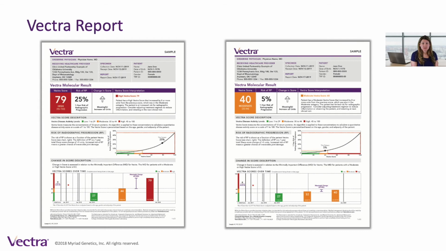Let's talk about two things. First, how radiographic progression data is represented on the Vectra report, and second, what would I do with this information? If I had a patient who was at a 20% risk or higher with a high Vectra score, I would look at how to course correct and consider a change in treatment. I know that this patient is at a significant risk of joint damage within a year.